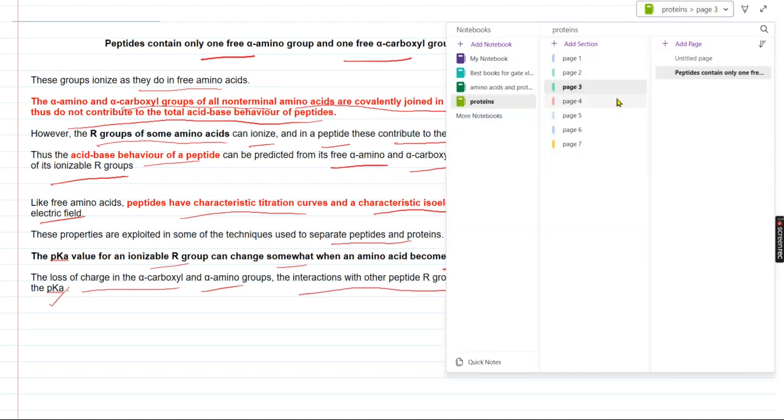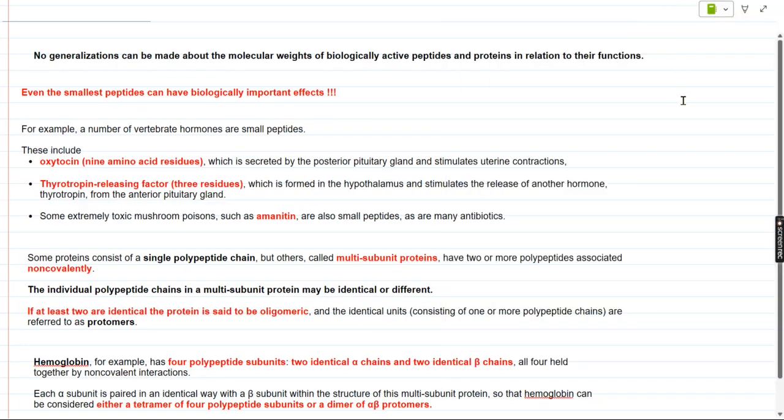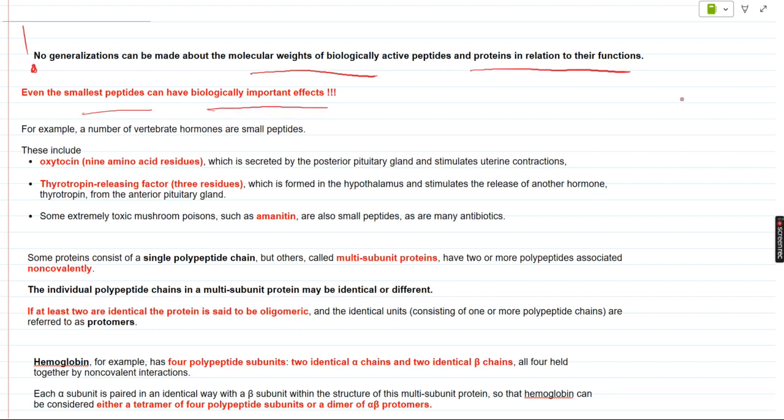Okay. Moving on to the next slide. This is one simple fact that I want all of you to get straight away clear: no generalizations can be made about the molecular weights of biologically active peptides and proteins in relation to their functions. I can't say this protein has a high molecular weight and hence it has a lot of functions. That generalization should not be made. It's totally incorrect. Even the smallest peptides can have biologically important effects. Science says that smaller entities should not be ignored.